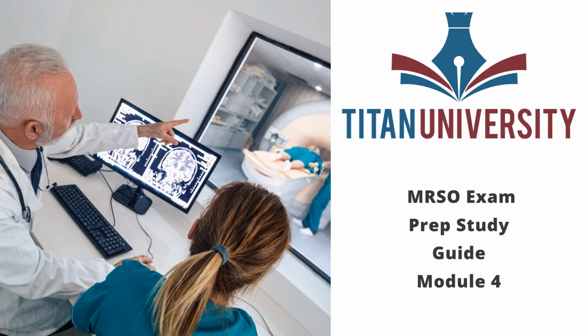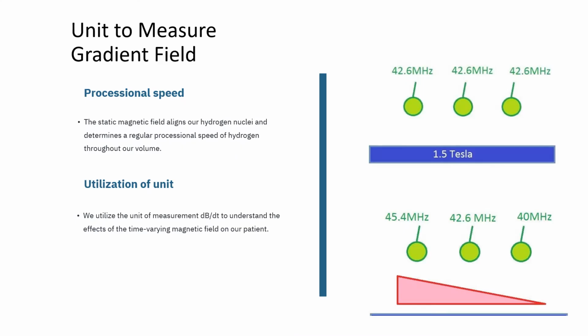Here, we will discuss how we utilize the measurement unit to understand the magnetic field's effect and how the gradient field has an influence on MRI. Let's go! The time-varying gradient magnetic field in MRI is critical for providing spatial information.